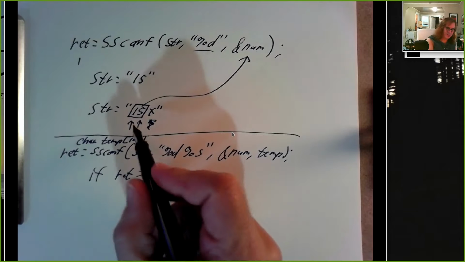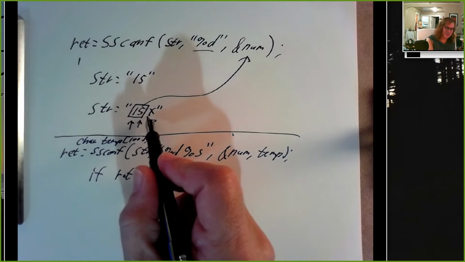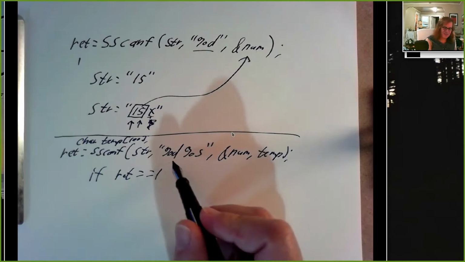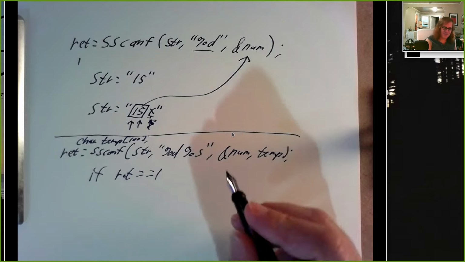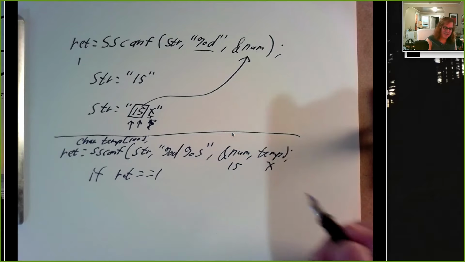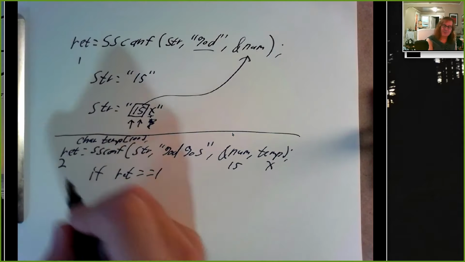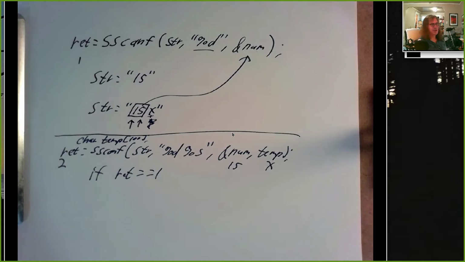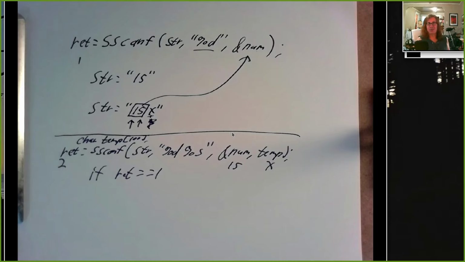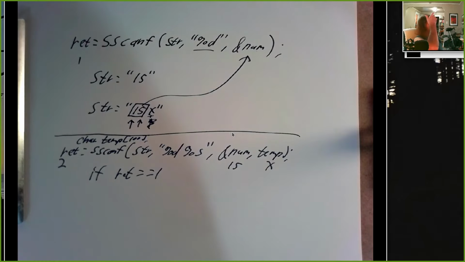But if your string looks something like 15 followed by other stuff, that 15 will get converted with %d into num. That other stuff will get converted with %s into temp, and return would be equal to 2. And that tells you you had a problem with your string because it wasn't just an integer, it had some other stuff after it, other than white space.